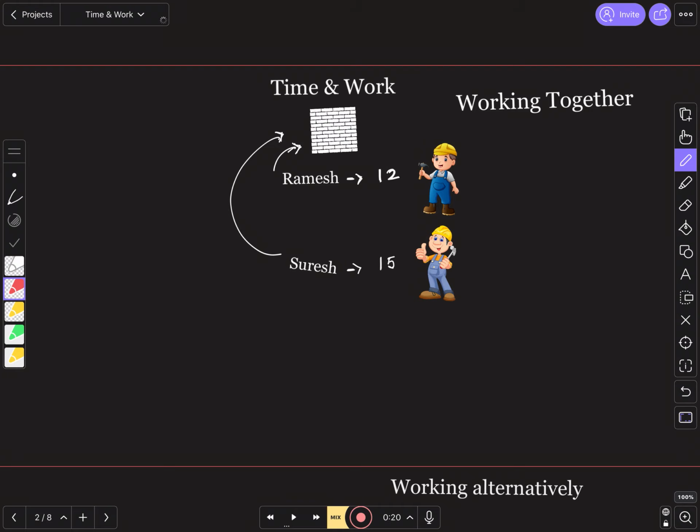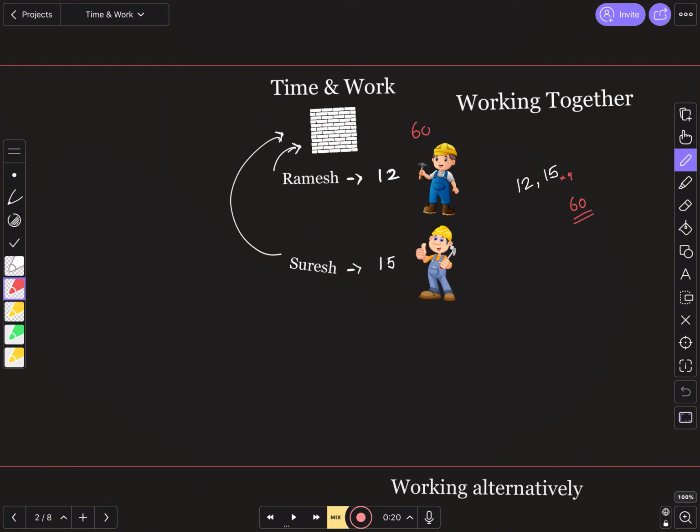So I'll say take the LCM of 12 and 15, which comes out to be what? I told you the trick for this. Start from the largest number, take the multiples of this. 15 ones are 15, not a multiple of 12. 15 twos are 30, not a multiple of 12. 15 threes are 45, not a multiple of 12. 15 fours are 60, which is also a multiple of 12. So the LCM is 60, right?